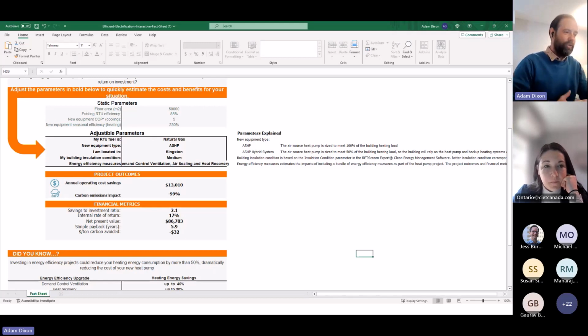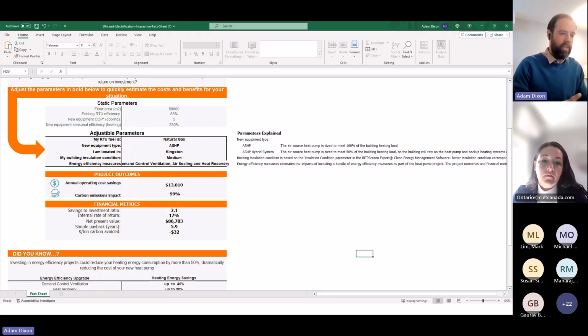But as you can see, this tool doesn't give us a lot of transparency on what things cost us. So what did that demand control ventilation cost? What did that air sealing cost? Things like that. Are those things that we can do in our building, or are there other things we need to do?